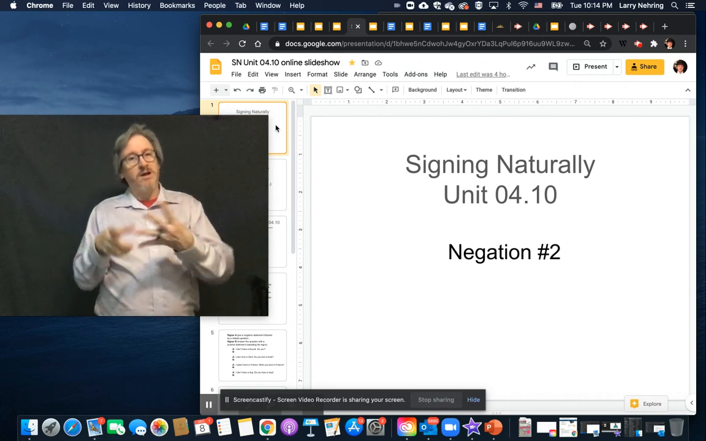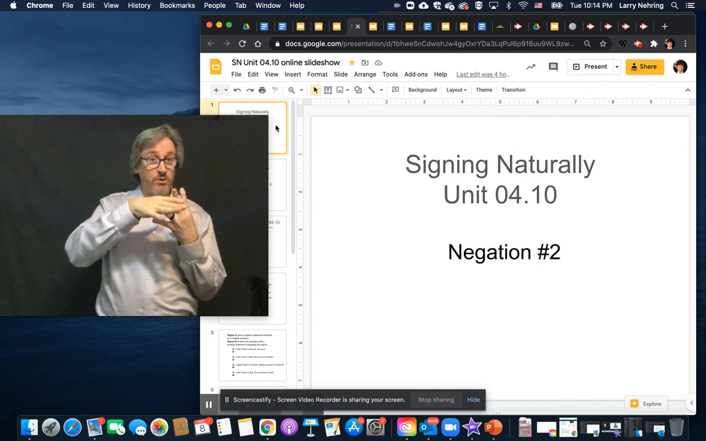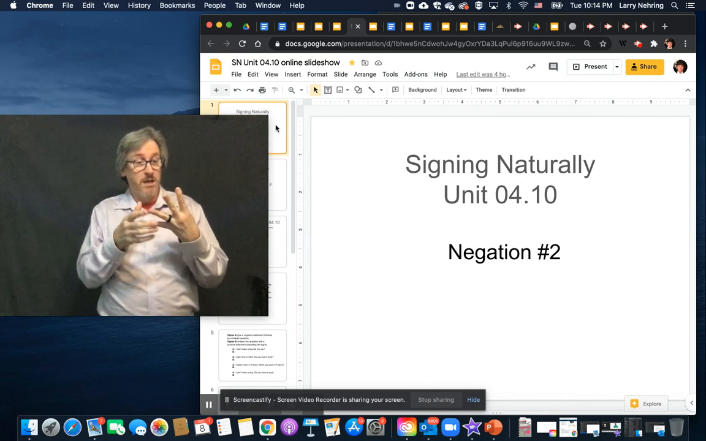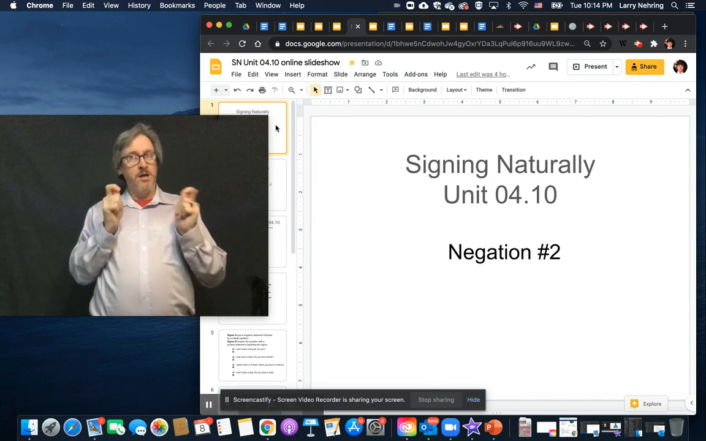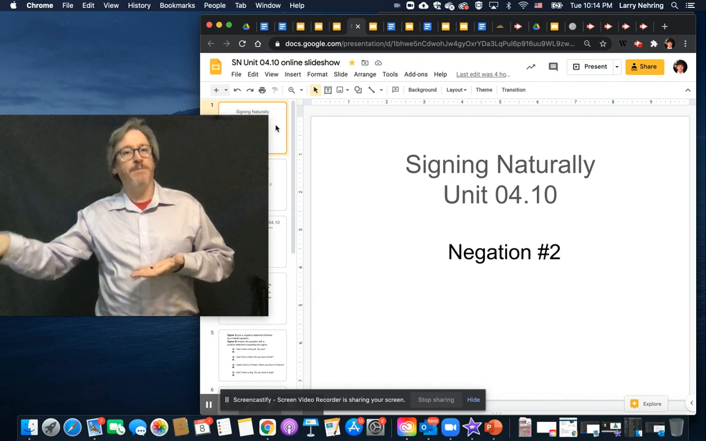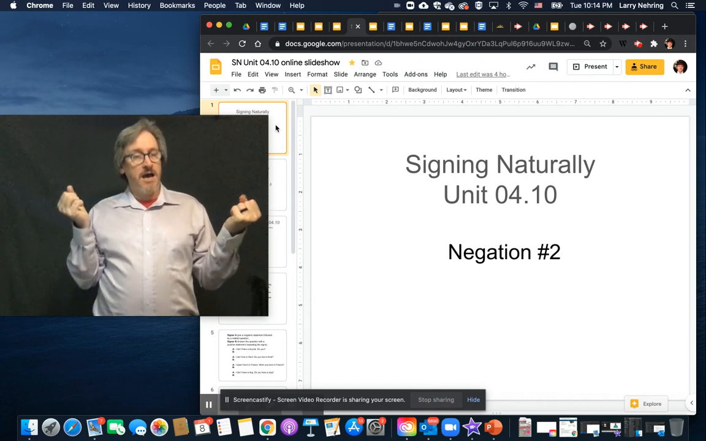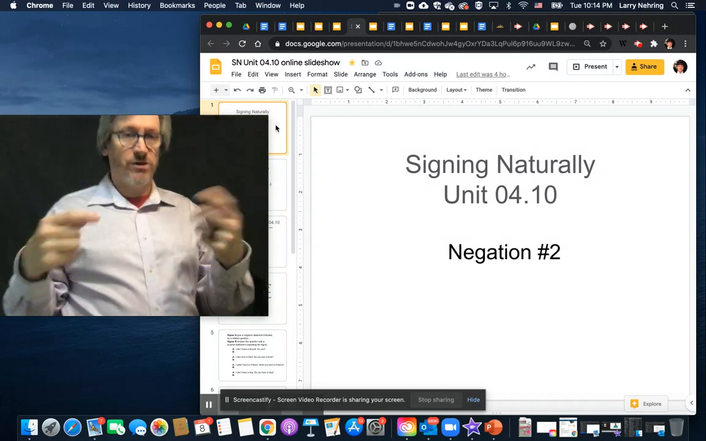So there are four different basic types of sentences: positive, negative, yes, no question, WH question. So by the time we're done with Unit 4, you should feel like you can construct all of those sentences, even if it's just on paper at first and then signing it. And then eventually it gets to the point where you can just do it on the fly in response.